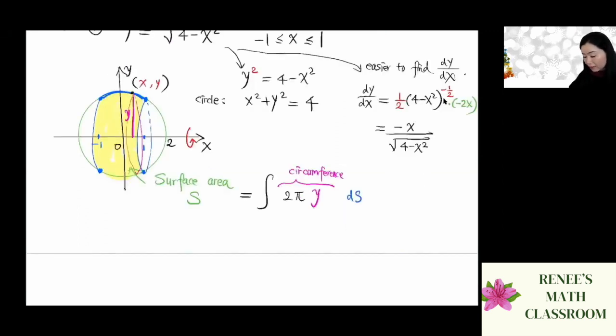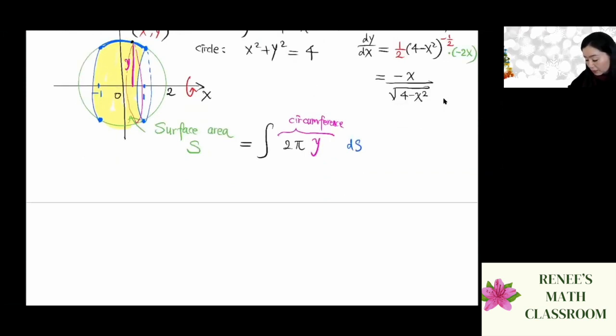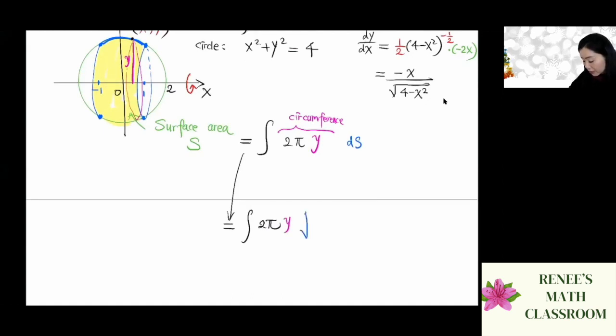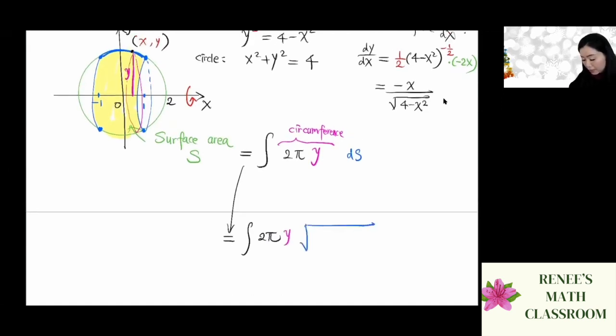For the ds over here, now let's do that. So continue over here. We'll have 2 pi times y. The y over here, let's just leave it for now. So 2 pi y, and then the ds over here I will express as square root of 1 plus dy dx squared, and then I will put the dx also. This makes sense, you slice it this way, so it's dx right here.